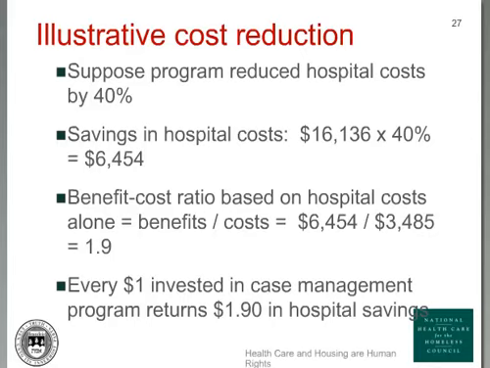The savings in hospital costs would then be 40% of $16,000, which is $6,454. And so now we can do a benefit cost ratio based on hospital costs alone. And we do that by the numerator is the economic benefits, 6454. The denominator is the cost per participant of the program, and that ratio is 1.9. Again, that ratio is greater than 1, and it says just considering the hospital costs with this illustrative reduction, the benefits exceed the cost, or the program would be worthwhile for the hospital. That is, if it invested $3,485 per client in paying for case management, it would save $6,454 per client in hospital costs over a year, and it's saving more than the cost of the program.